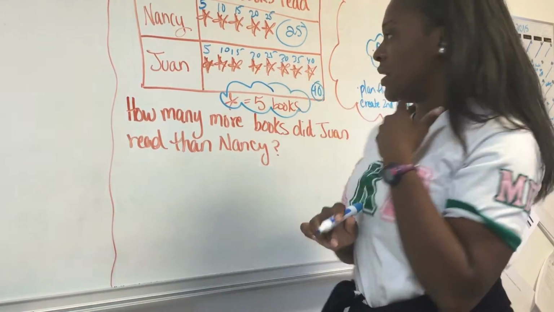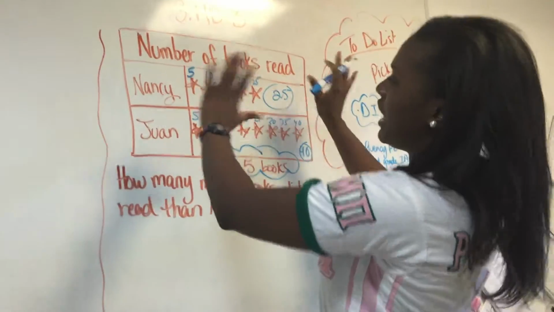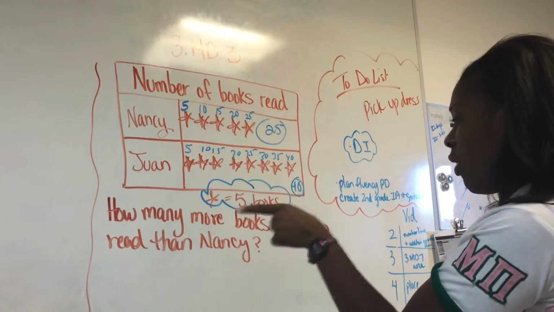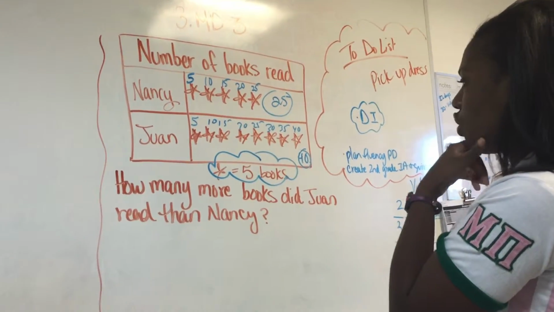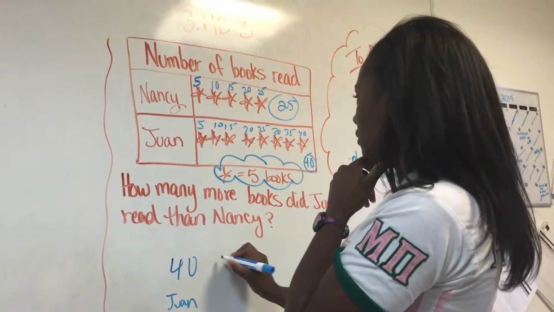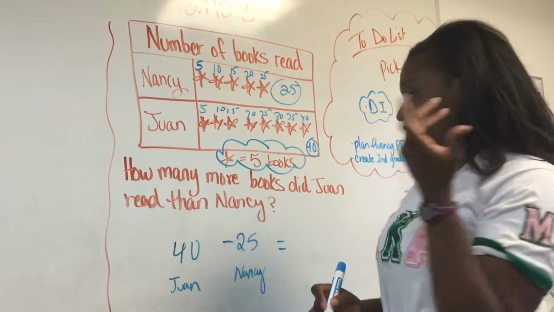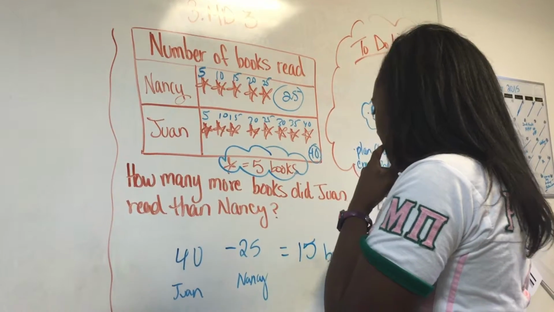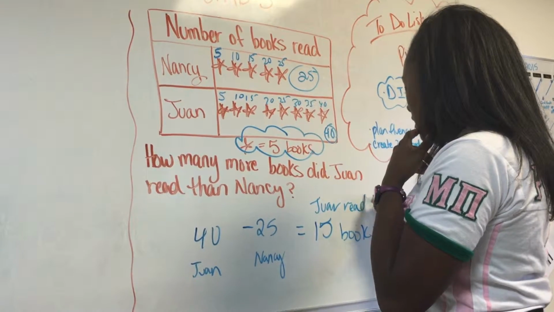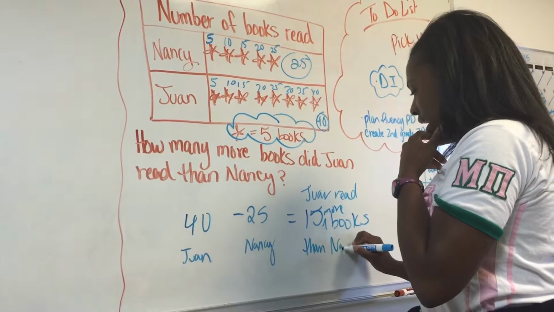He has 40 books. Now I'm going to think about my question, because the first thing I want to do is make sure that I understand the diagram and what's going on. So now my question goes, how many more books did Juan read than Nancy? So Juan read 40. Nancy read 25. So now I know that I'm going to subtract. And then that is going to give me 15 books. Complete sentence. Juan read 15 more books than Nancy.